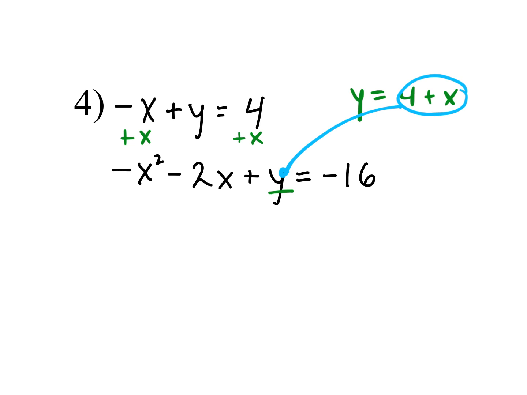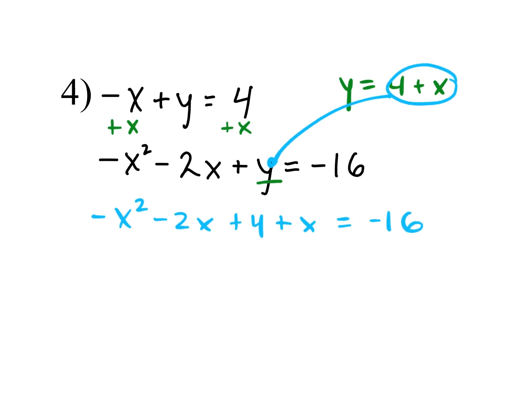The only difference is what makes it 3.5 is because we have that x squared. But it's the same thing. We're substituting it into our other equation. So we have negative x squared minus 2x plus 4 plus x is equal to negative 16.